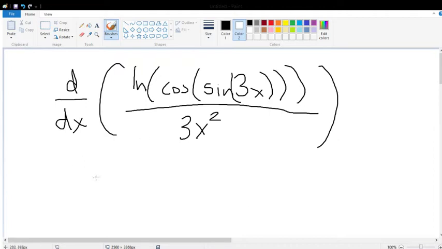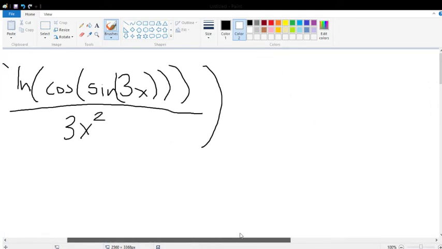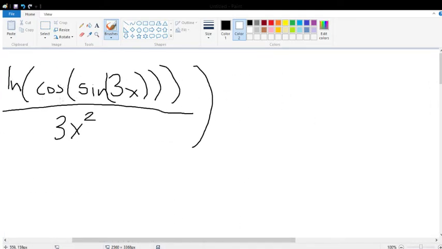So the quotient rule tells us to write out the bottom function, 3x squared, times the derivative of the top function. This is the fun part, the part you've been waiting for: the derivative of the top function. This is all chain rule.